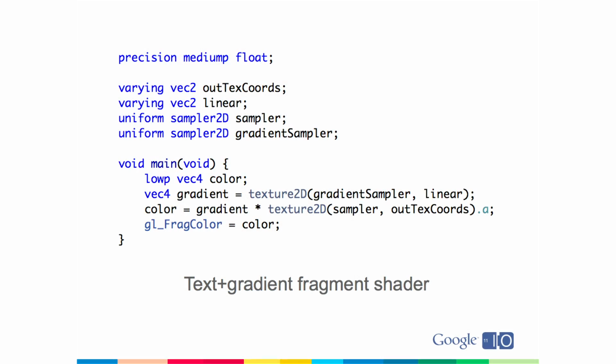This is the fragment shader. Again, just an example, you can see that we have two textures. Let me show you. Two textures right here. So that's the texture that contains the font, and that's the texture that contains the gradient, and the shader simply combines them into something that looks awesome.